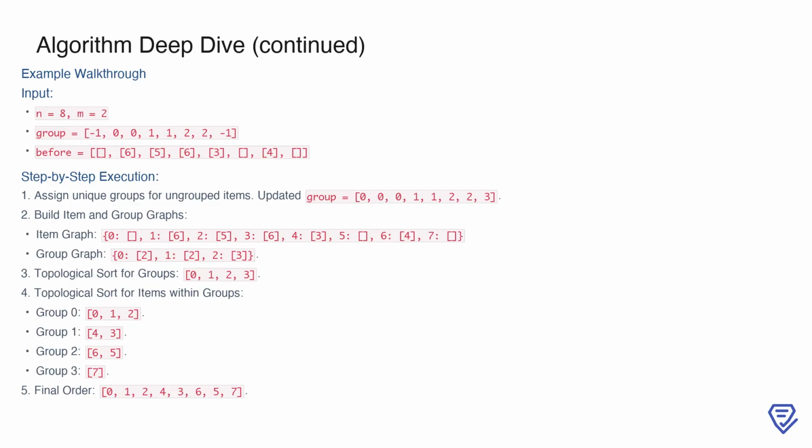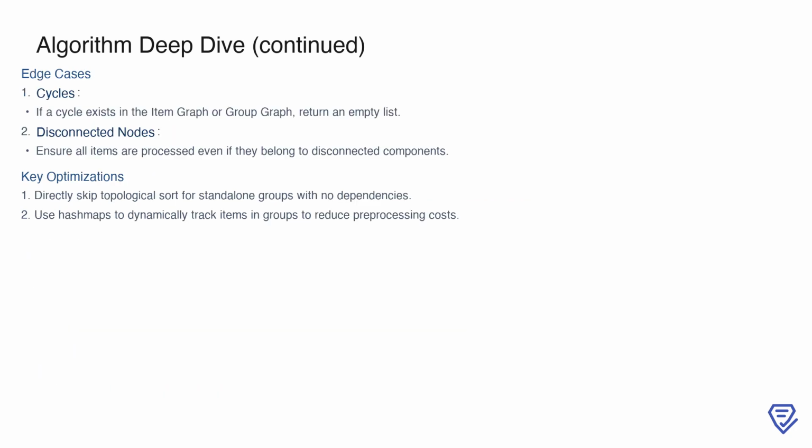Finally, combining these sorted groups gives the result 0, 1, 2, 4, 3, 6, 5, 7. When working with this problem, it's important to account for edge cases. For instance, if there is a cycle in either the item graph or the group graph, the algorithm should return an empty list since a valid ordering is impossible.